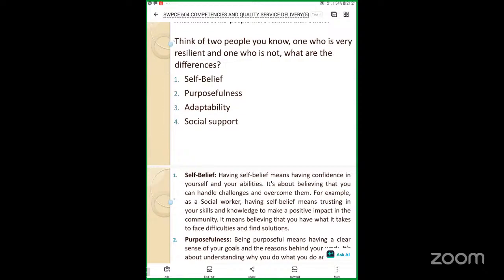So, what are the differences for someone that possesses emotional resilience and one that does not have it? Self-belief. Do you believe in yourself? Do you have self-awareness? Do you know who you are? Do you know your strengths? Do you know your weaknesses? Do you know those opportunities that surround you? Do you know those skills that you master very well? Do you know yourself as possessing some skills? You need to know yourself, who you are.